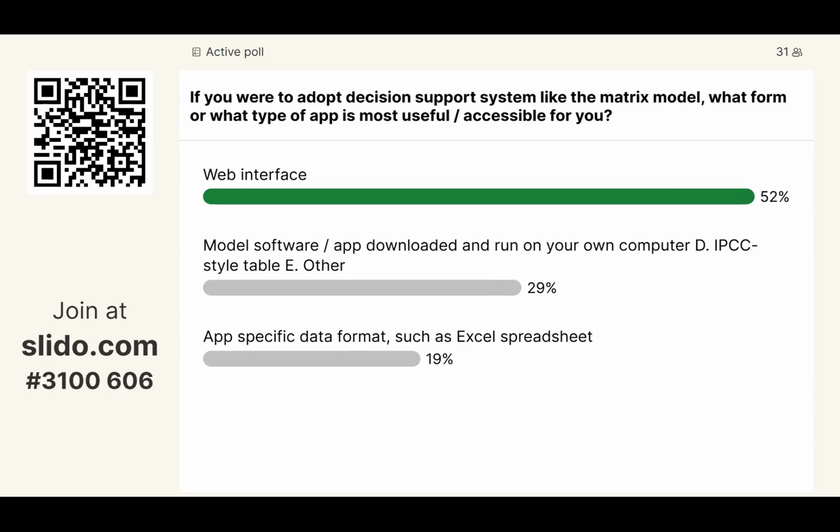Right, Jingjing. So this is, I guess, mostly interesting for you to see how can the matrix model be made accessible for countries, and how can they take advantage of that?